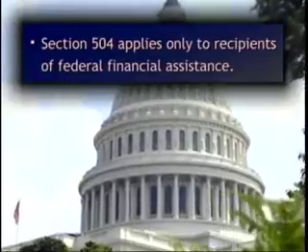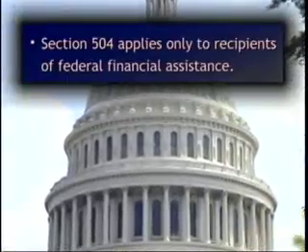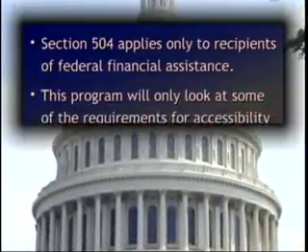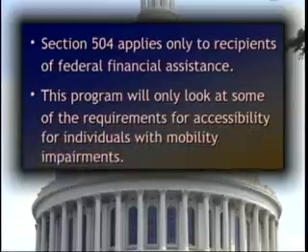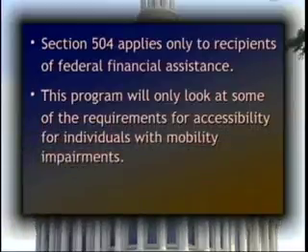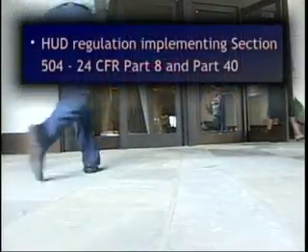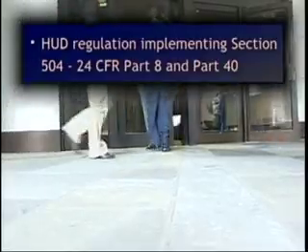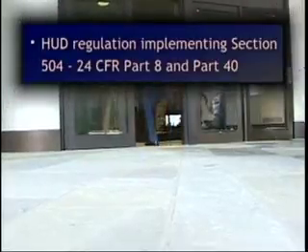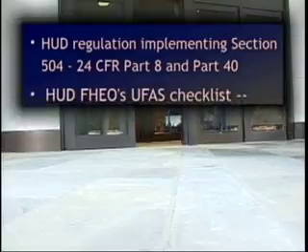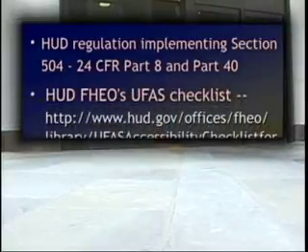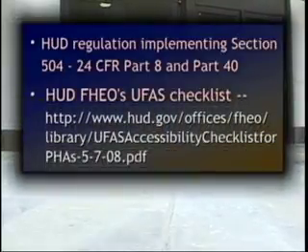Section 504 applies only to recipients of federal financial assistance. This program will only look at some of the requirements for accessibility for individuals with mobility impairments. HUD regulation implementing Section 504 can be found at 24 CFR Part 8 and Part 40. HUD FHEO's UFAS checklist and website for UFAS can be seen here on the screen.